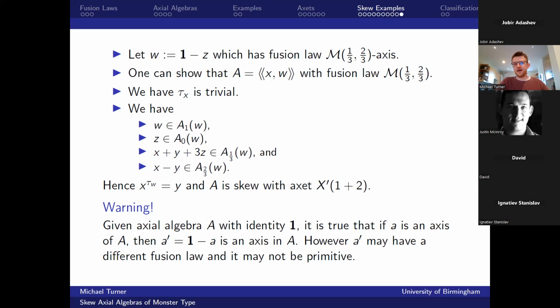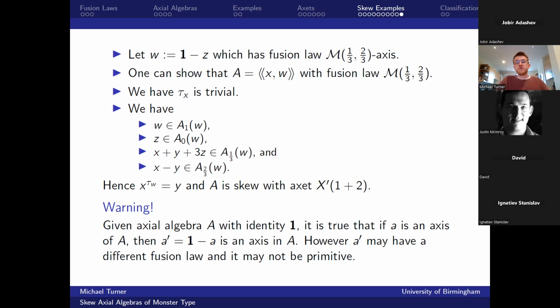Firstly, A prime is most likely, well, almost certainly going to have a different fusion law to what A started with. And also, it may not be primitive, because the one eigenspace of A prime is equal to the 0 eigenspace of A. However, if the 0 eigenspace of A is, say, 2-dimensional or more, then the one eigenspace of A prime is going to be 2-dimensional or more, and so it's not going to be primitive.